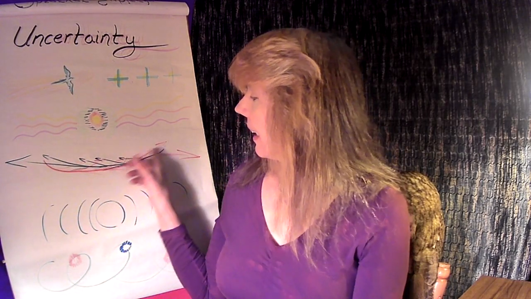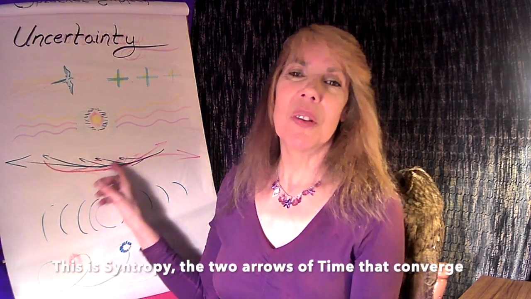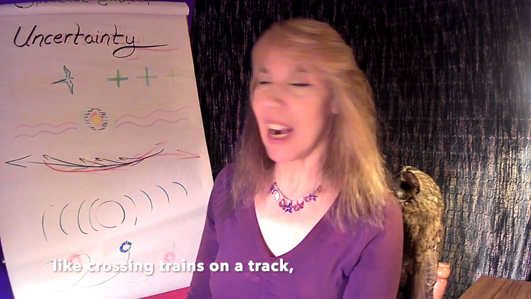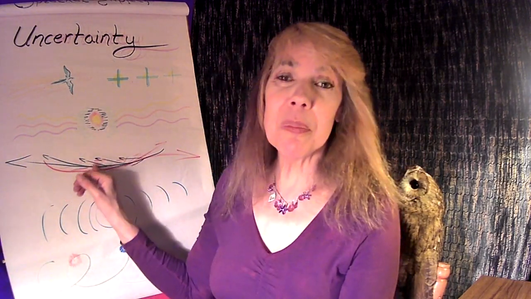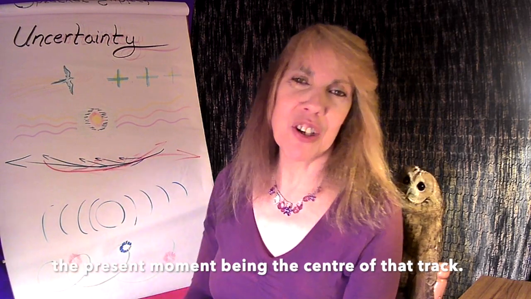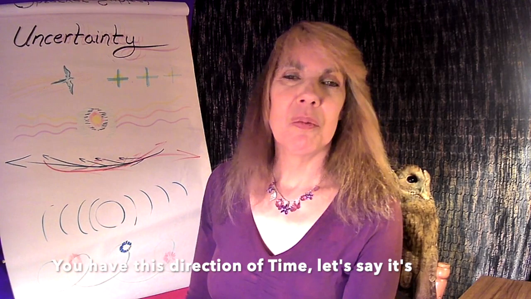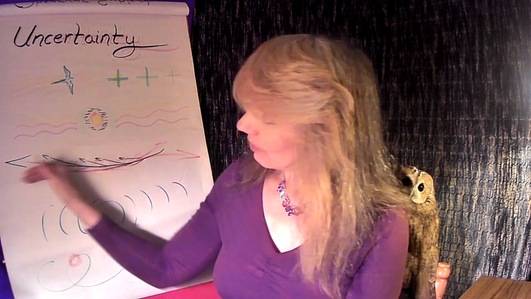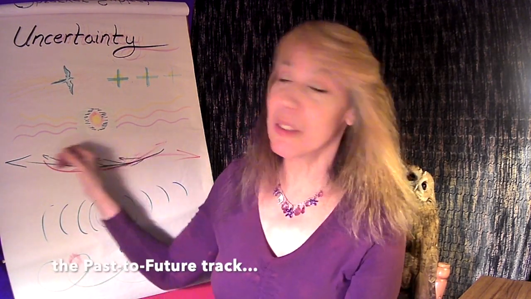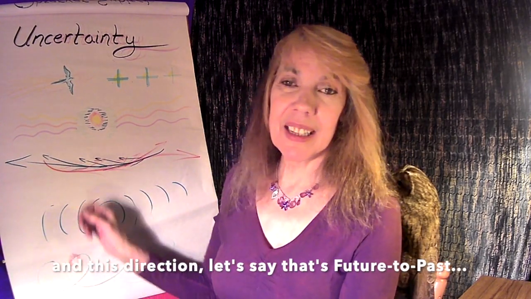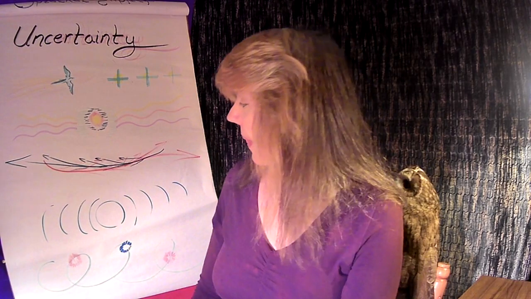This is the syntropy, or the two arrows of time that converge like crossing trains on a track. The present moment being the centre of that track. So you've got this direction of time, let's say that's past to future, and then this direction of time, let's say that's future to past.